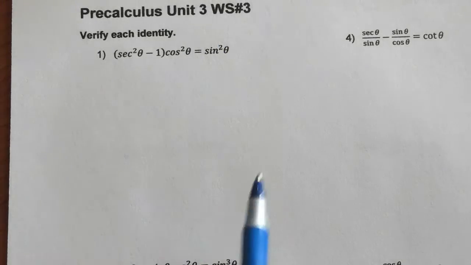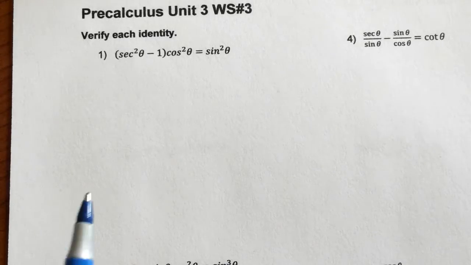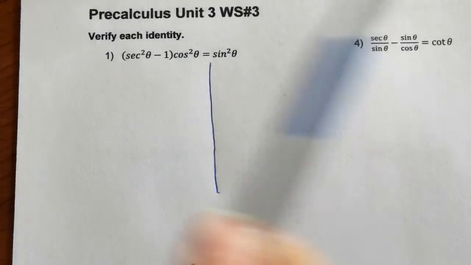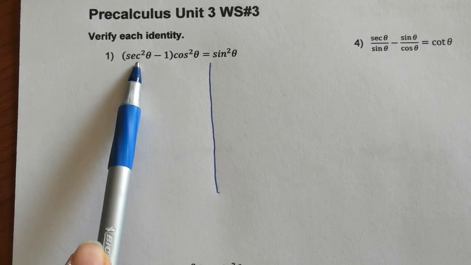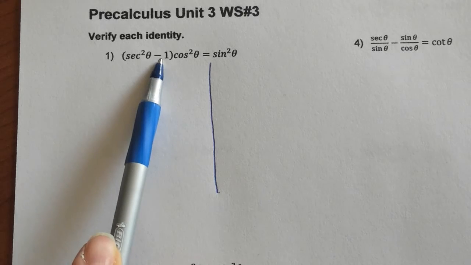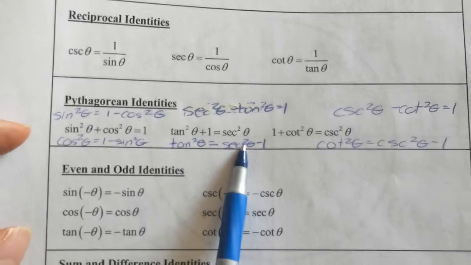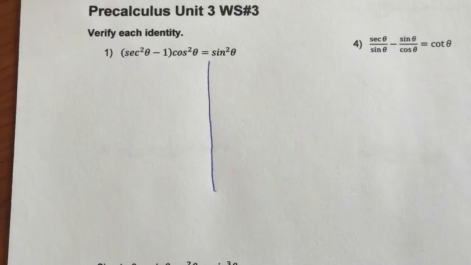So on this first problem, I look at this first problem and the first thing I see is I have lots of squares. I always start with the more complicated side, which is going to be the left side of this one. So I'm not going to touch the right side at all. On the left side, I see that I have something squared and a 1. So immediately I think Pythagorean identity, is there one that I could get rid of? And yes, right here, secant squared theta minus 1 is tangent squared.